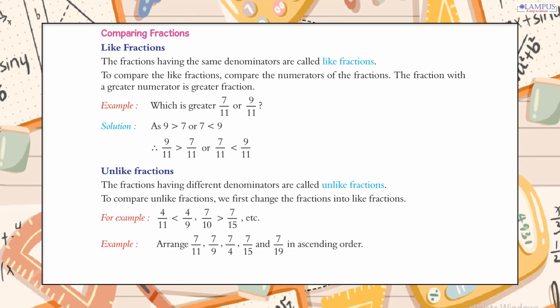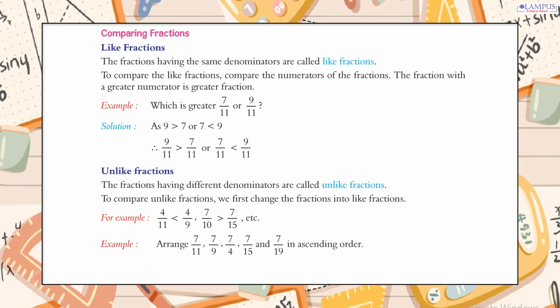Unlike fractions. The fractions having different denominators are called unlike fractions. To compare unlike fractions, we first change the fractions into like fractions. For example, 4 by 11 is less than 4 by 9, 7 by 10 is less than 7 by 15, etc.